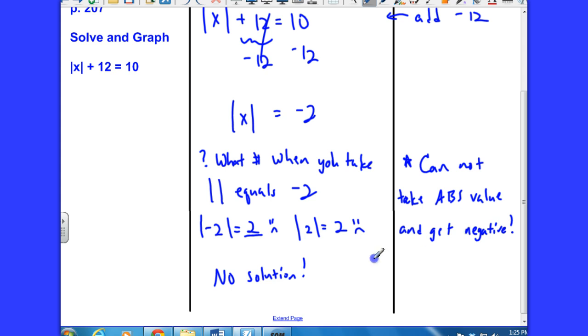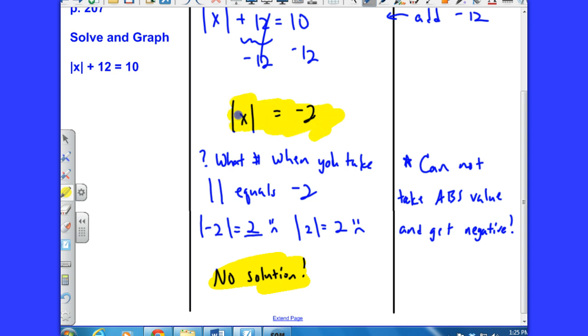All right, so there it is. The answer, and this is important that you say this if you're on a test or a quiz, the answer is no solution because you can't have absolute value and get a negative number right there. Okay? So hopefully that makes sense to you. If it doesn't, go back and watch the video again a little bit later.